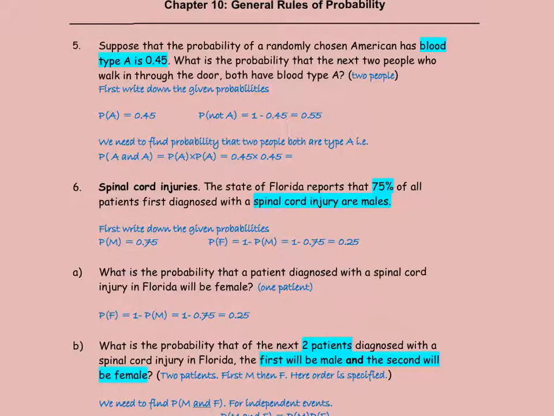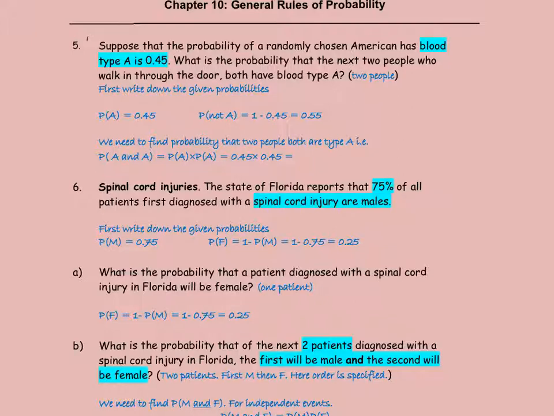Now when you solve any problem in this chapter, I would like you to keep the chart that I gave you with the addition rule and the multiplication rules. So let's read the first question, problem 5.